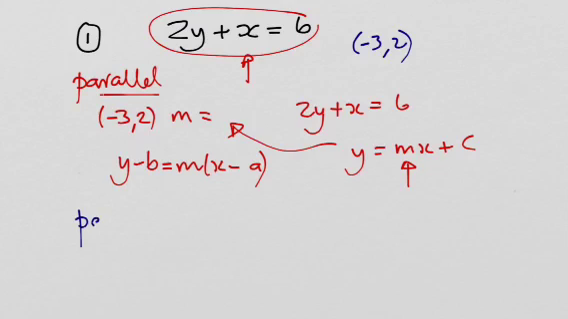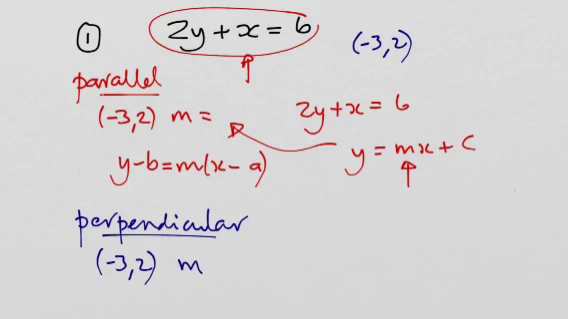For the perpendicular line, we have a similar problem. We know it goes through -3, 2. We don't know what its gradient is. However, we know it's perpendicular to this line. So if we just do our little turn it upside down and change the sign thing, that'll give us our perpendicular gradient. Again, using y minus b, that'll get us the answer.